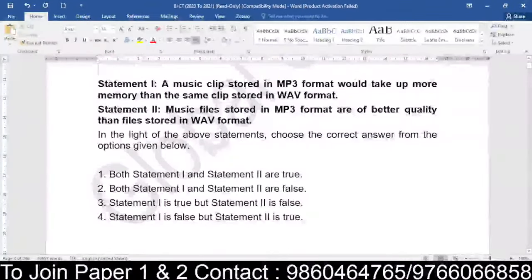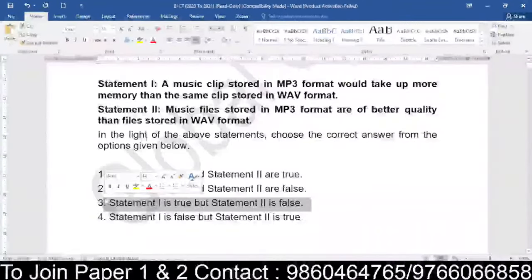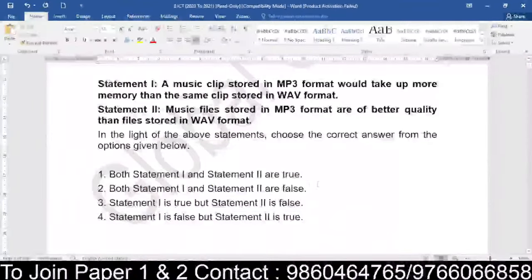A music clip stored in MP3 format would definitely not take up more memory than when stored in WAV format. So this statement stands to be false. At the same time, the quality of the file with respect to MP3 or WAV format will not differ. So both the statements stand to be false. The right answer is option number 2, because none of the statements, whether about memory or about quality, stands to be correct, right?